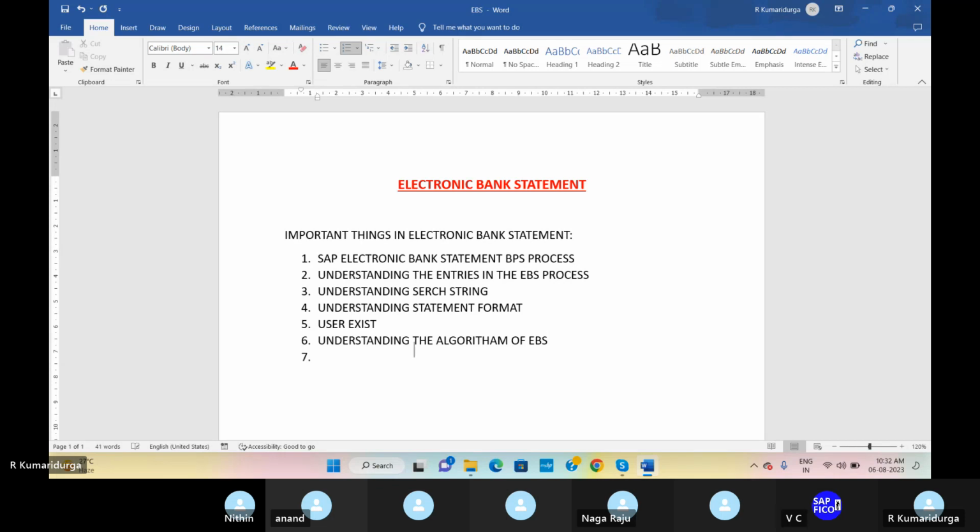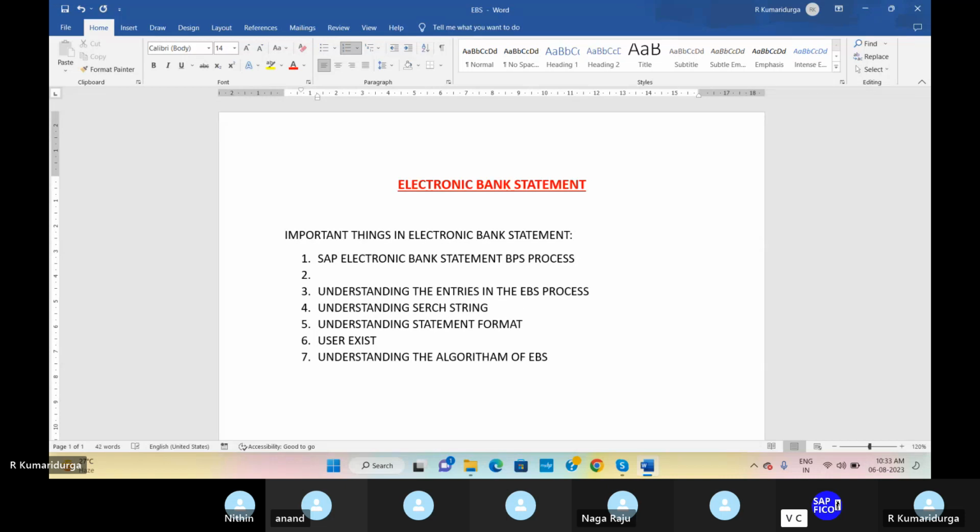We have to know the things of the SAP electronic bank statement BPF process, right? Under this BPF process, put an A point, under the first point. In electronic bank statement processing, that is the business process flow, we have online processing first. Second, B is batch processing.